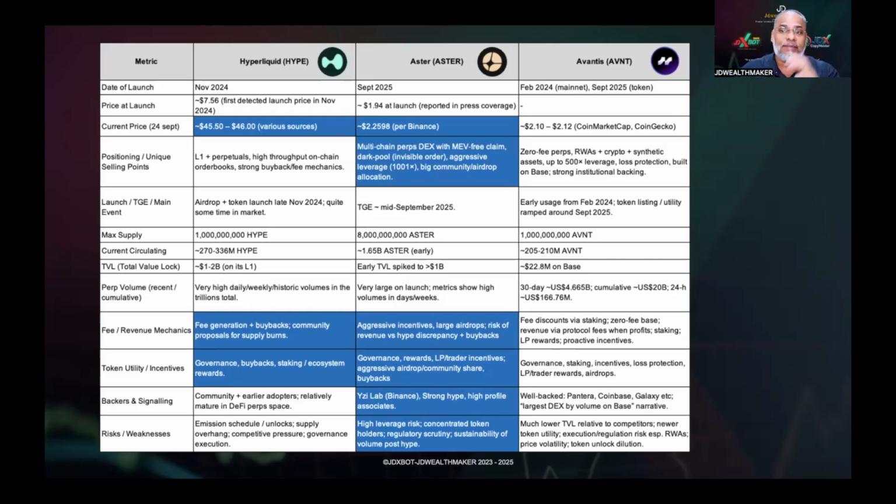So this is something really huge that is only unique for ASTER. Can you see that? Can others follow that? I think they can if they want to, but it's always about who is the first one, right? So now they got an aggressive leverage of 1001x. We want to try one day, okay? How to trade with 1001x. We are now even struggling with 40x, 50x, how to go.